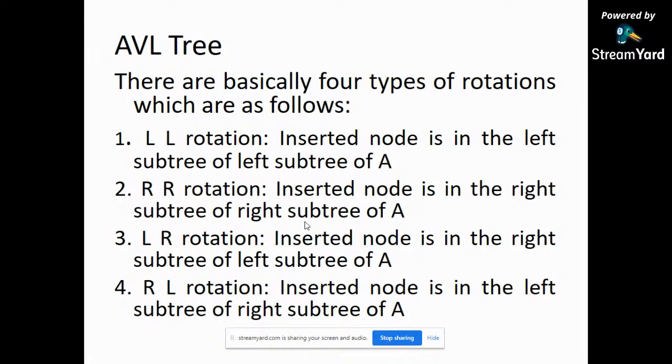So how is it changed? It is changed by inserting a node in the left subtree of A. That is LL rotation. Then next is RR rotation. The inserted node is in the right subtree of A. LR rotation is left right. So the inserted node is in the right subtree of the left subtree of A. And RL rotation, the inserted node is in the left subtree of the right subtree of A.